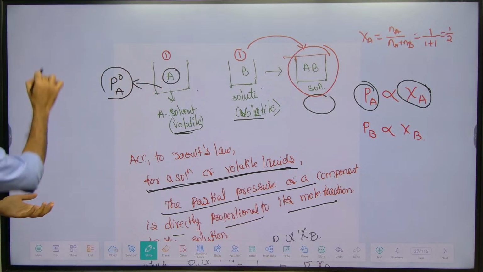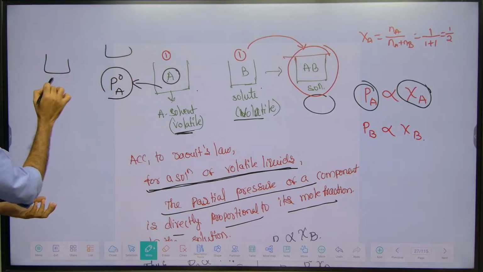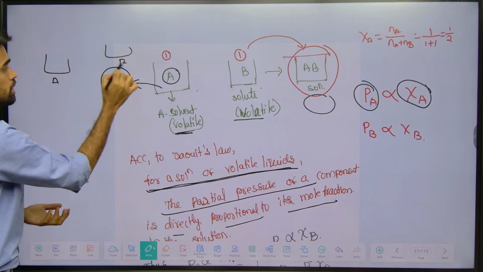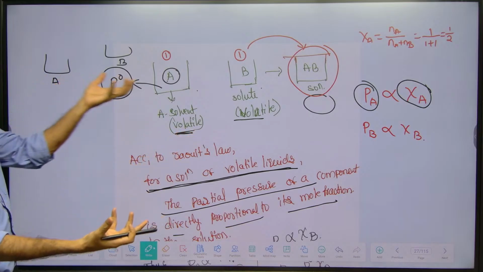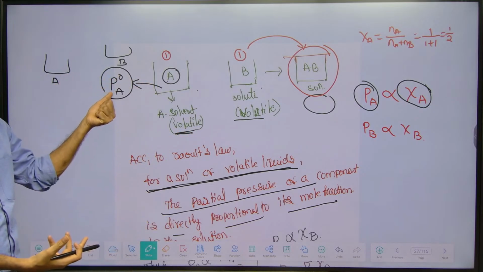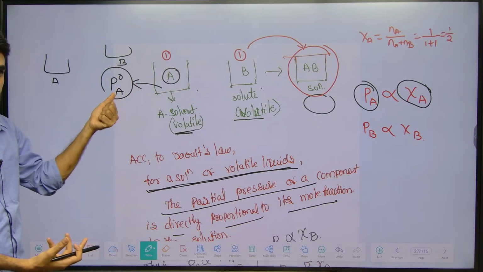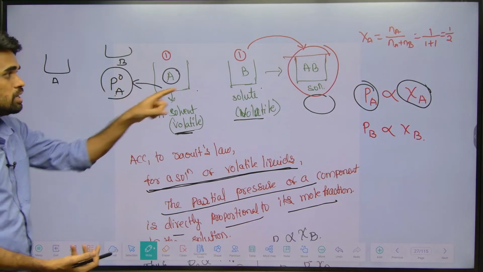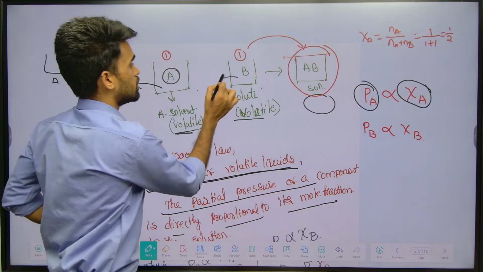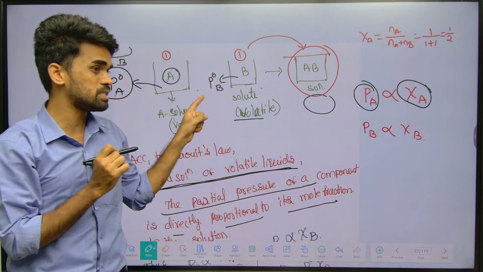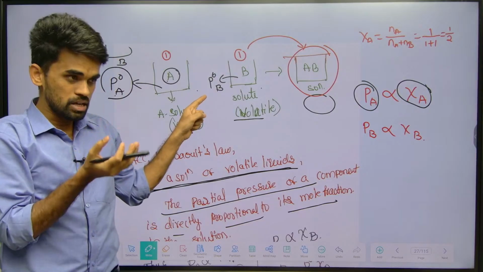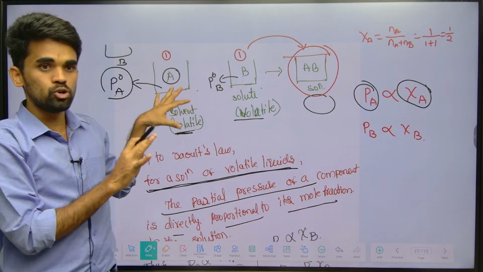See, you have 2 beakers. Beaker 1 has A, beaker 2 has B. I have taken them separately. Okay, so when I take this A, what is its vapor pressure? P naught A, because it's a pure form now, that's why I am putting it as naught. P naught B for this pure B. P naught A and P naught B represent vapor pressure of A and B in their pure states.